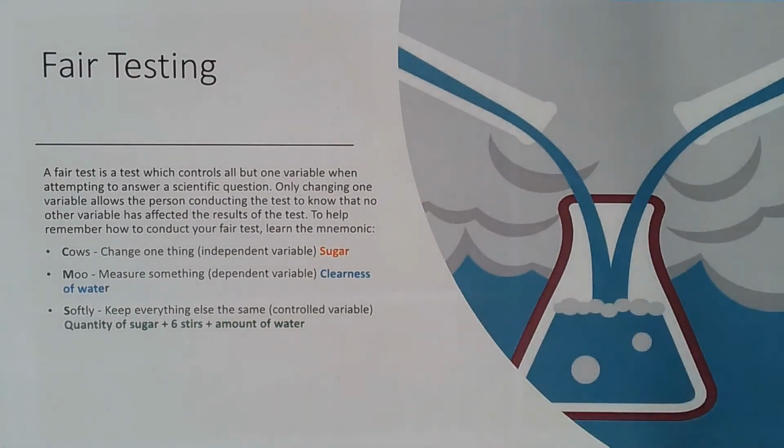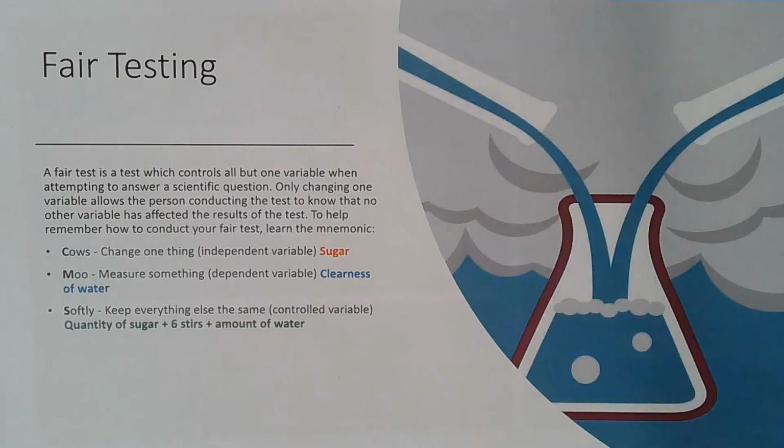So we've learned about our independent variable, which is sugar. We've learned about our dependent variable, which is the water. And now something that we have discussed before Christmas is fair testing, making sure the test is fair and is going to be as accurate as possible. So a quick recap on that, because this is something you will be doing next week when you're going to be creating your own fair test and designing your own experiment.